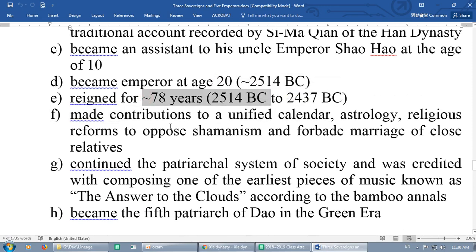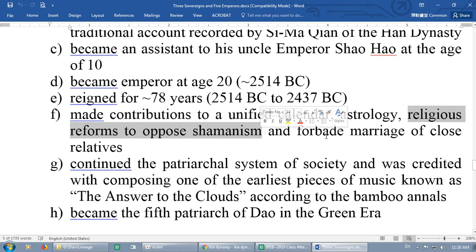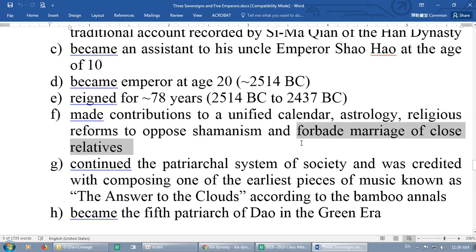Now, what did he do? He contributed to a unified calendar. Back then there were different types of lunar or solar calendars. He also made advances in astrology, and he started religious reforms to oppose shamanism. What's shamanism? Shamanism is like witch doctors. We call them witch doctors, whatever. He also forbade marriage of close relatives. Back then, brothers and sisters could get married. It's kind of incest. But he forbade that. He said, "You guys can't do that anymore. That's not civilized."